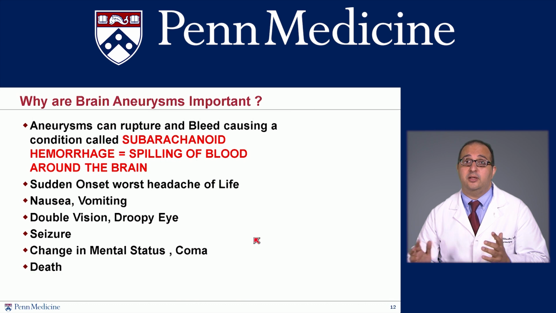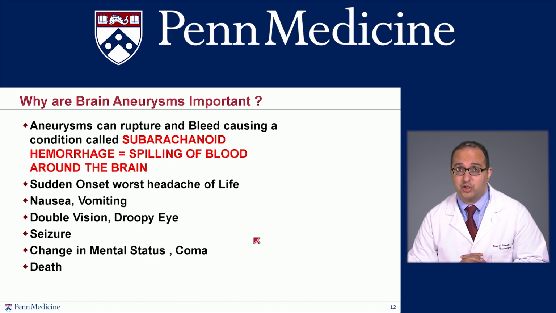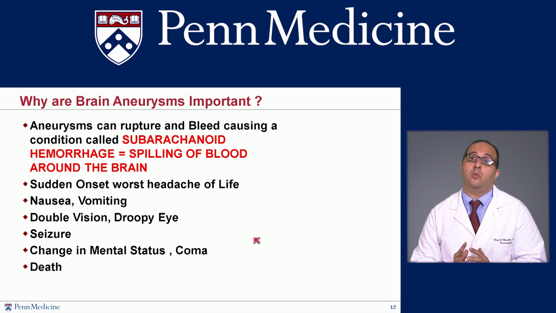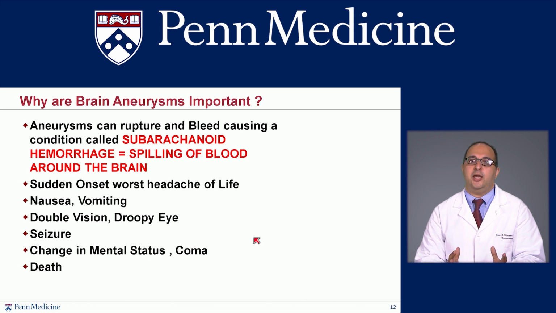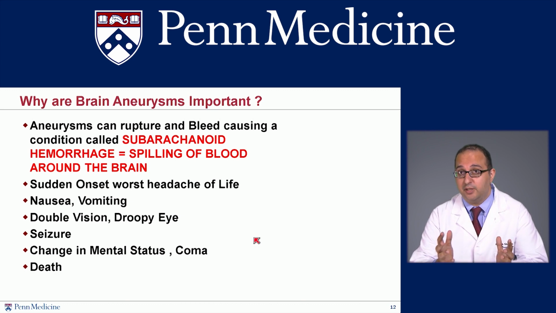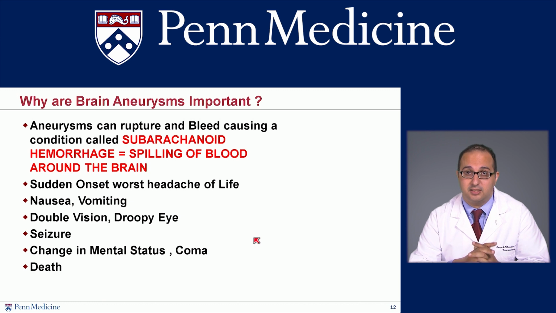As we all know, and this is something that catches news every now and then, why are brain aneurysms important, and why does it raise a red flag when someone's scan done for other reasons demonstrates a brain aneurysm? The reason is because brain aneurysms can burst and bleed, and they can cause the condition that I discussed before called subarachnoid hemorrhage, which is essentially spilling of blood all over the brain in this subarachnoid space, which is normally occupied by spinal fluid.